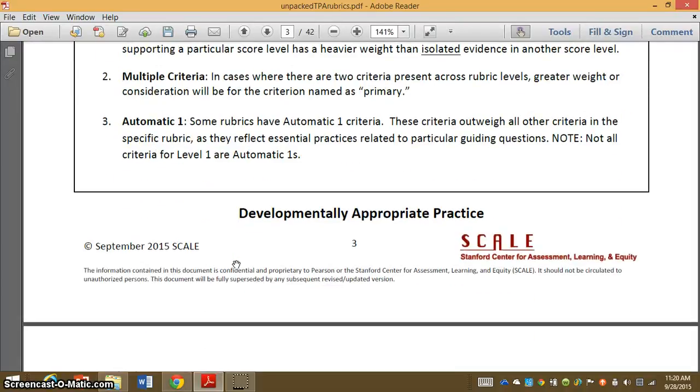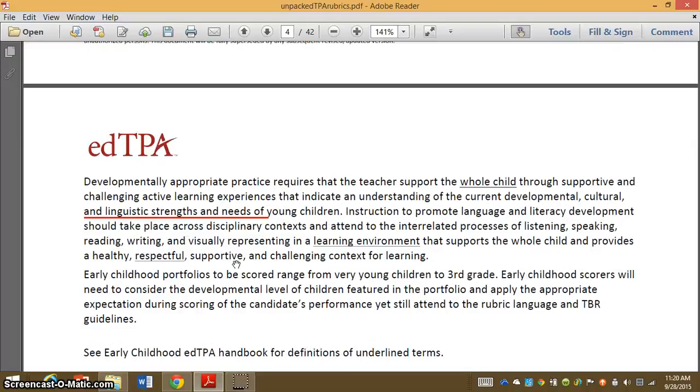Alright, and then it goes into a little bit of developmentally appropriate practice. Language like the whole child, you'll see that a lot. That means the whole child, meeting their developmental, cultural, and linguistic strengths and needs. That is considering the whole child, and you're going to do that. It goes on to discuss what that means, and I'm not going to read that to you, but here we go. So the learning environment: you want a learning environment that supports the whole child and provides a healthy, respectful, supportive, and challenging context for learning. Alright, so that's number 1.